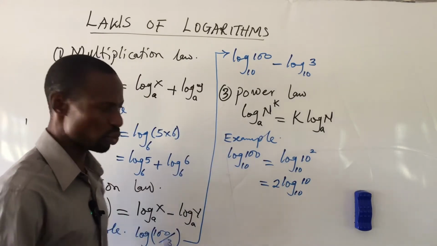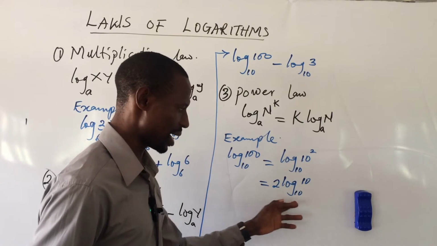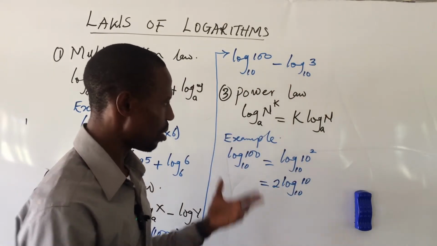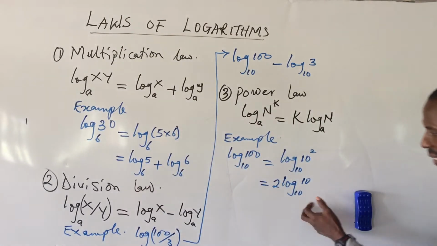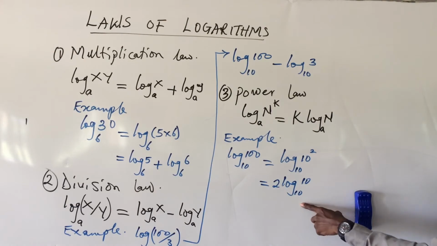And like I told you, log 10 base 10 will give us 1. But we don't want to simplify beyond this because we've not gotten to that law. For the sake of this example, we're stopping here. So this expression is equally the same as this.